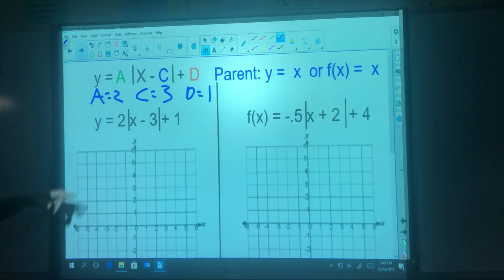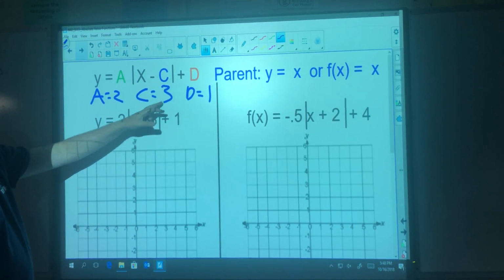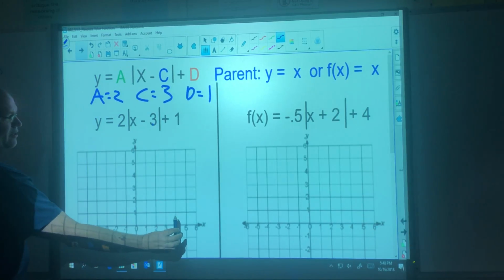All right? What does this do here? The c value is 3. That means this is going to move 3 to the right.